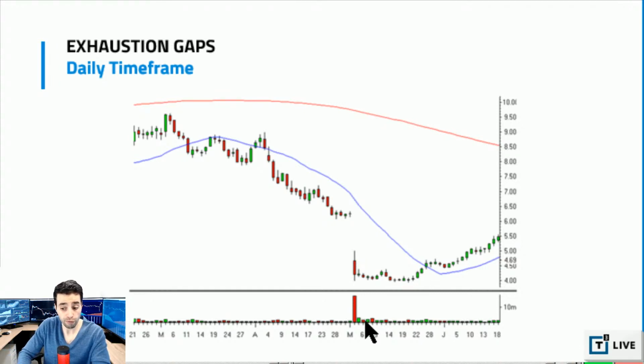So what I look for in these kind of gaps, the most important thing is big volume, because it indicates that everybody that wants to be in or out of the stock is already out. Does that make sense? And then I look for a pattern that sets up after this bar. A lot of times it's just a 1, 2, 3, like so. 1, 2, 3, and I play it long.